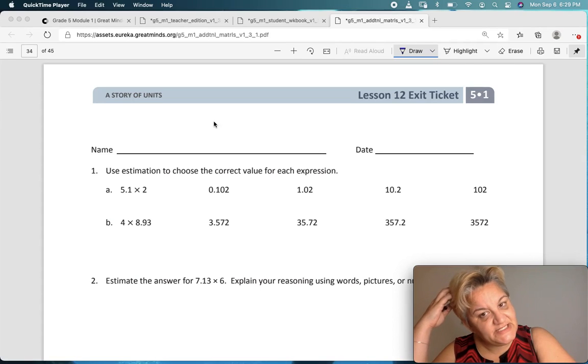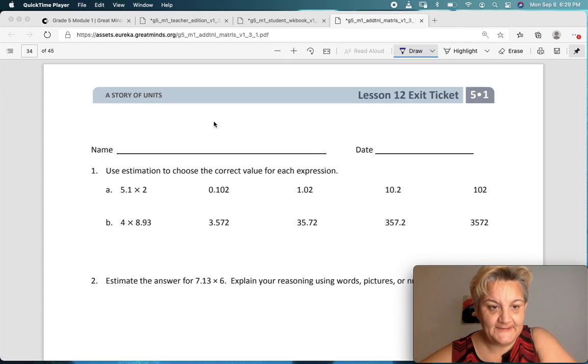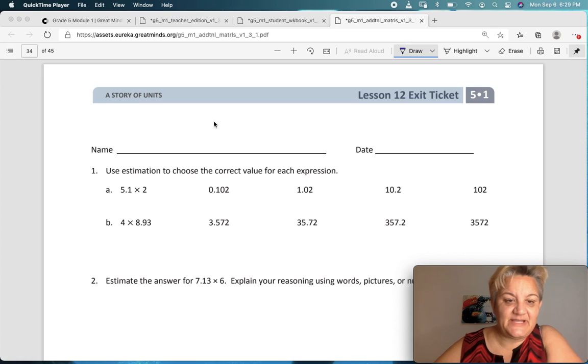Fifth graders, if you're watching this, it's because you were struggling with the lesson 12 exit ticket. So let's go through it together, okay? Number one, use estimation to choose the correct value for each expression.